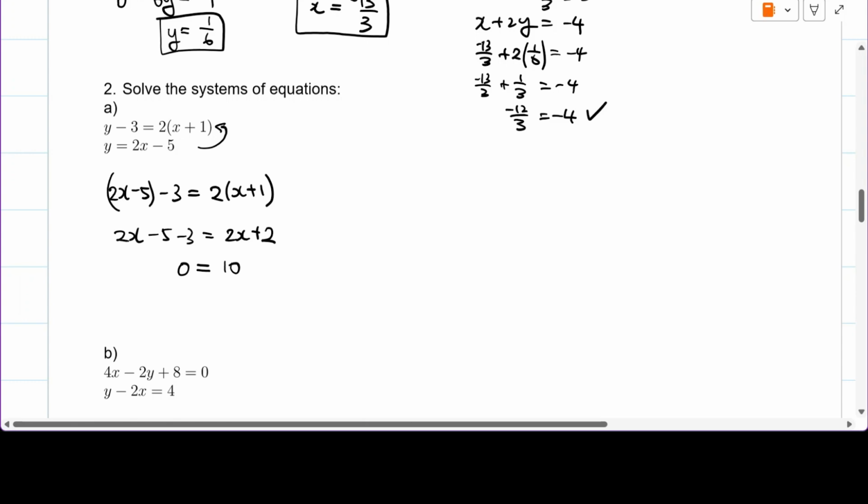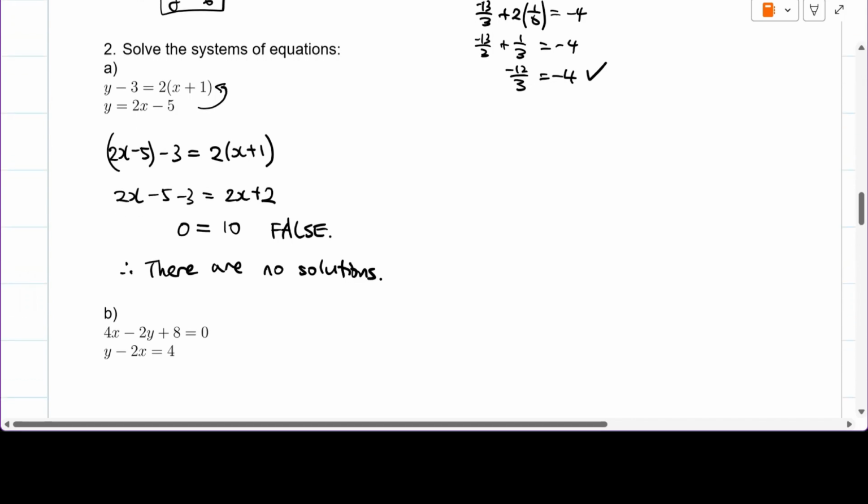And what does this result mean? Well, it means that this equation is false. Right? 0 is not equal to 10, which ultimately means that there is no solution. So writing, there are no solutions would be the correct answer in this question.